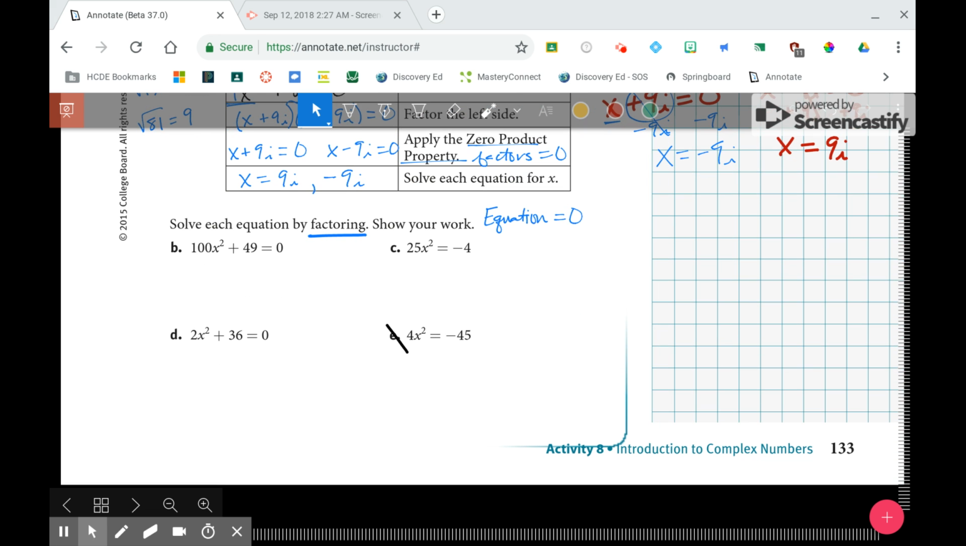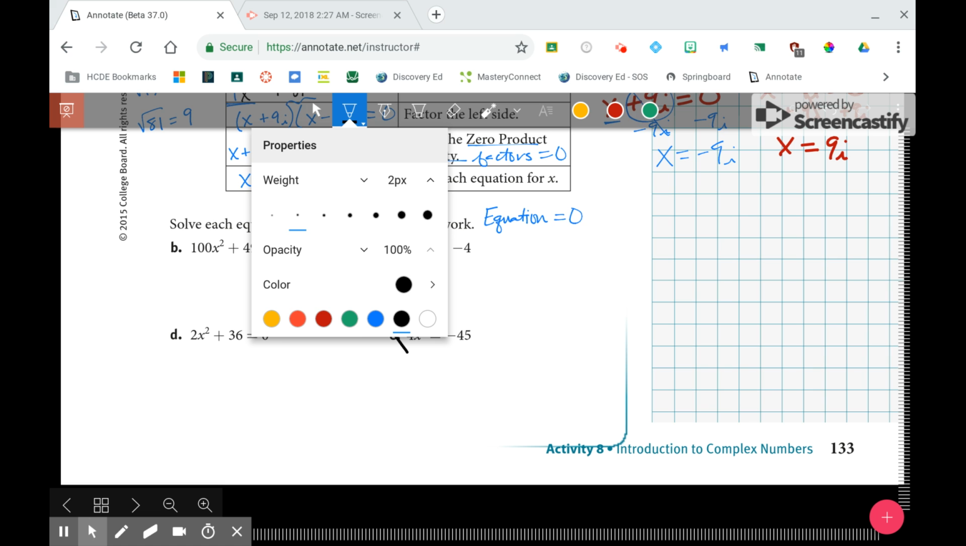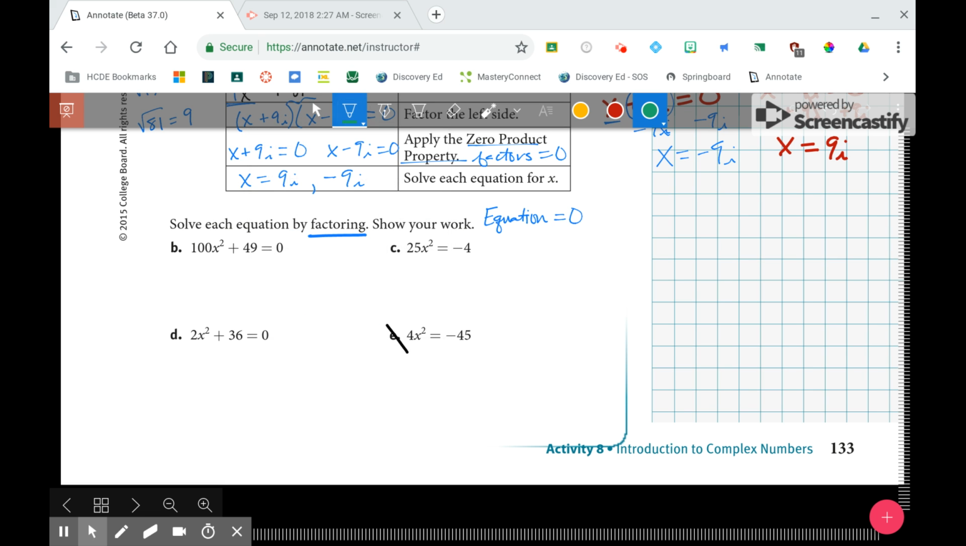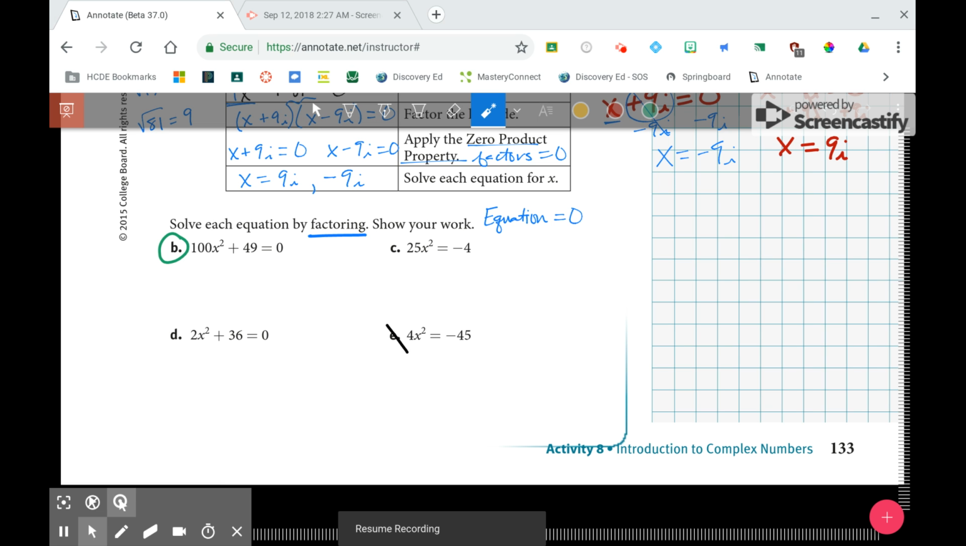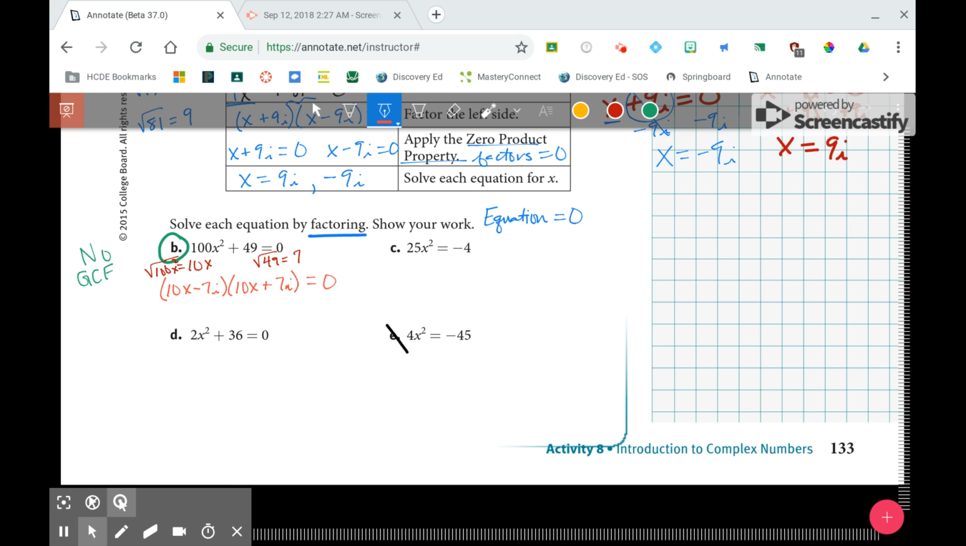Okay, let's look at a few more examples. You're going to help me solve this one as we go. We have 100x squared plus 49. Your first step should be a GCF. Is there a GCF? Notice this is a sum of two squares, so we need to take the square root of the first term and the last term. What is the square root of 100? Now what is the square root of 49? Now what do our two factors need to be? Now that we have the factors, I want you to take those factors, set them equal to 0, and solve for x.